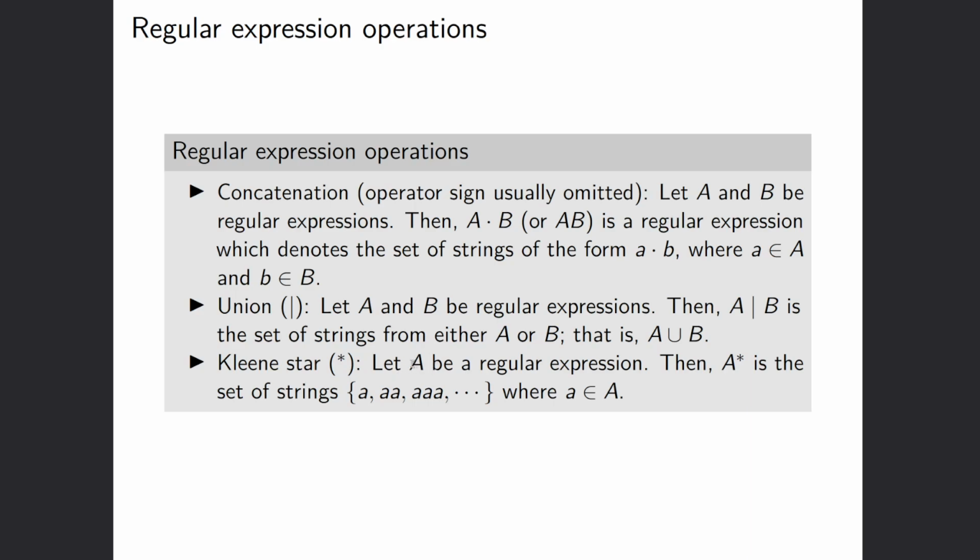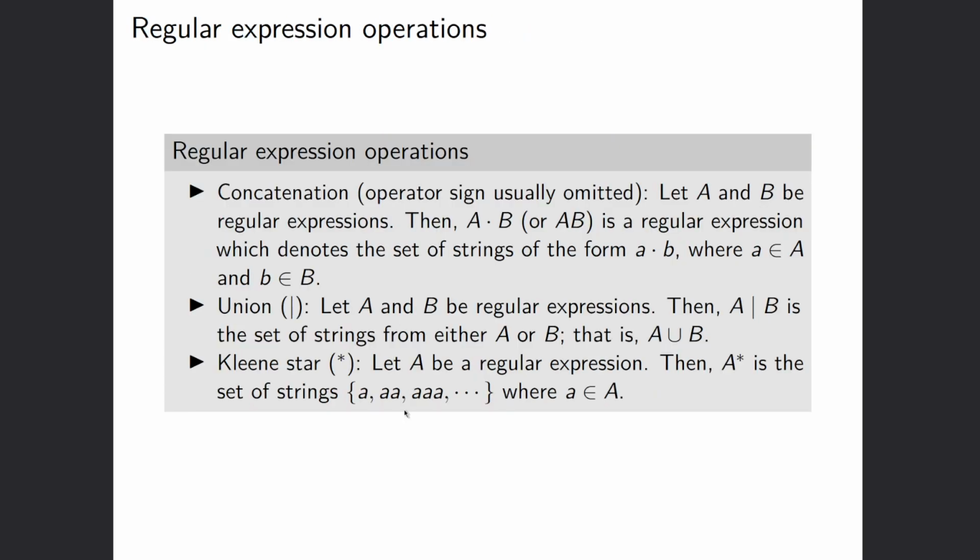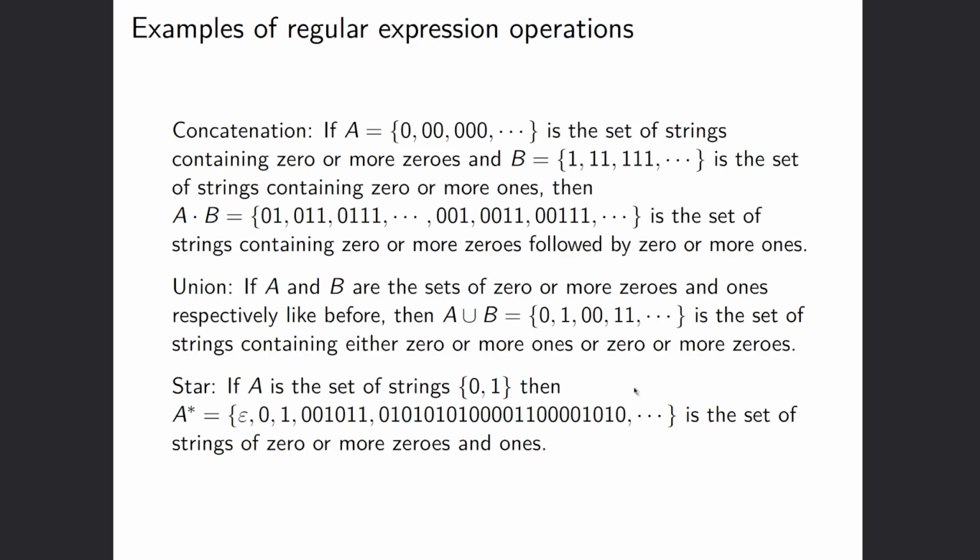So say we have some regular expression big A, then A star is a set of strings basically of 0 or more A's. This we could also include the empty string epsilon, right? So this would also be in A star, and then A concatenated infinitely, as many times as we want, where A is a string in that big A regular expression. So let's give some examples, right? So let's talk about concatenation.